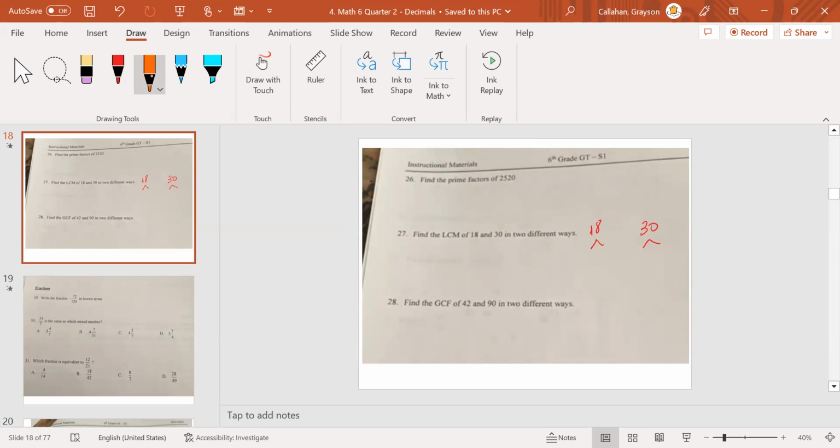Any two numbers. What are the ways of finding this? What times what equals 18? 3 times... Good, that's a prime number. Now what times what gives me 6?